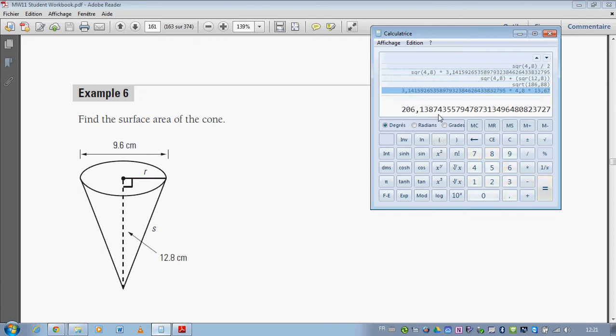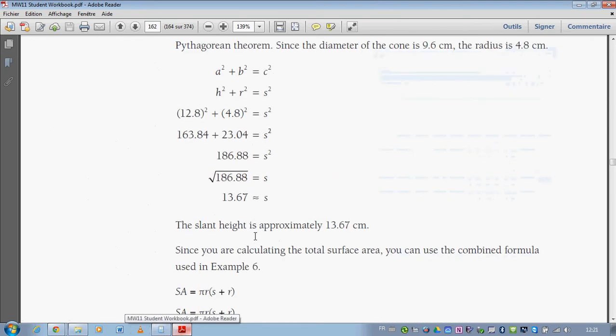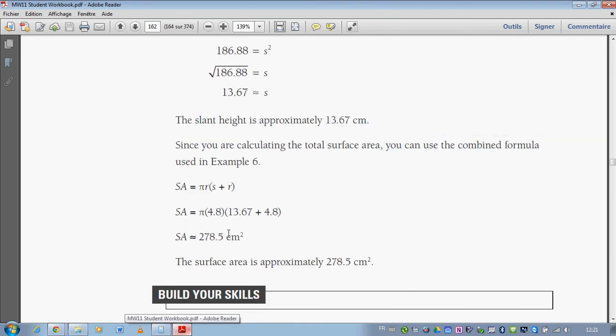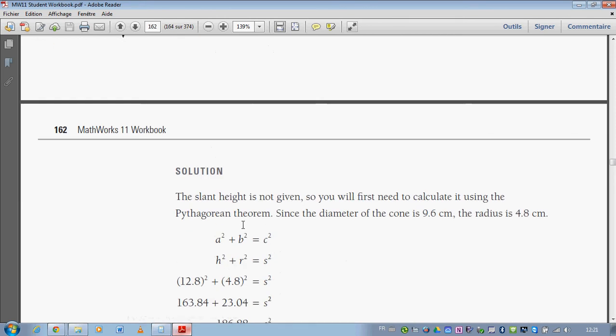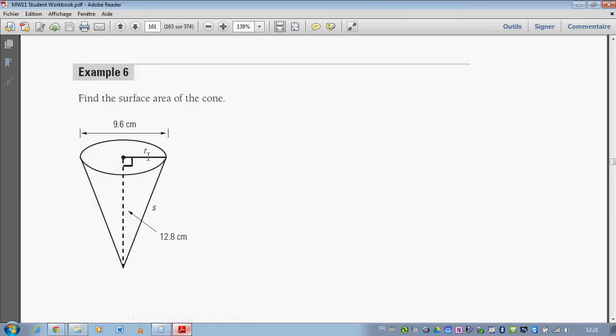So here is the lateral area of our cone, which we would then add to the area of our circle, which we had calculated earlier as being 72.38. So that's why I added the two together, and I got 278.52 being the total surface area of this cone. It's 278.5. Okay, so again, the trick here was to figure out the radius using the diameter.